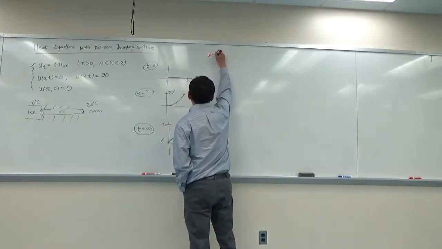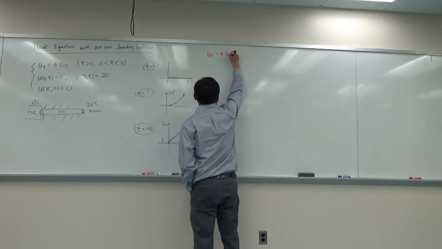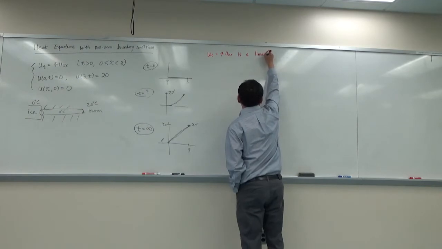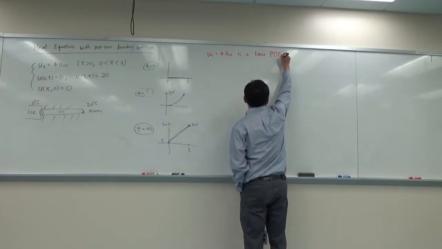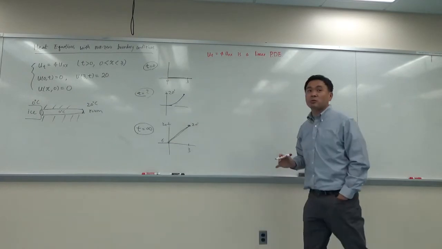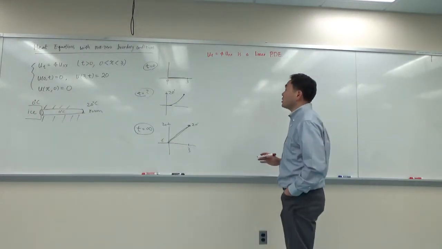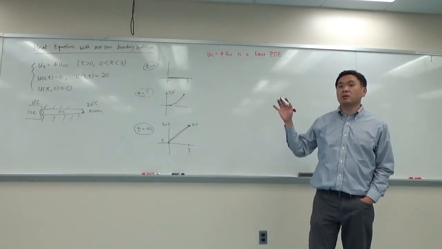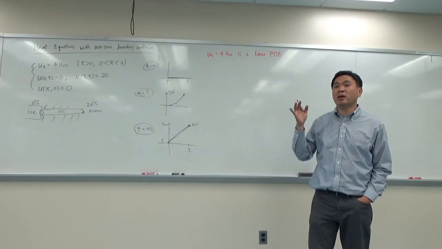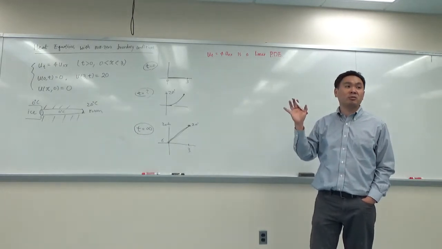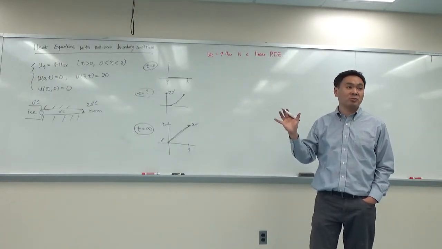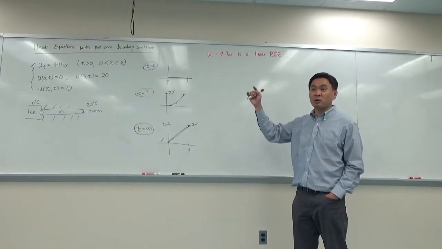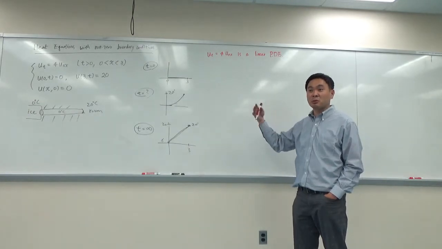u_t equals 4u_xx is a linear PDE. And actually linear homogeneous PDE. And by linear, what does that mean? If you have two solutions, any linear combination of the two solutions will again be a solution. That's what linear means. Okay? You know what linear combination means? You take one multiple, another multiple, and you add them together, right?